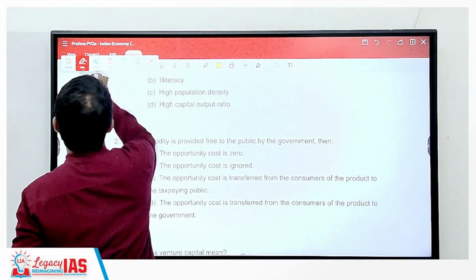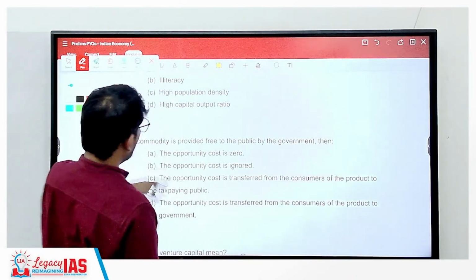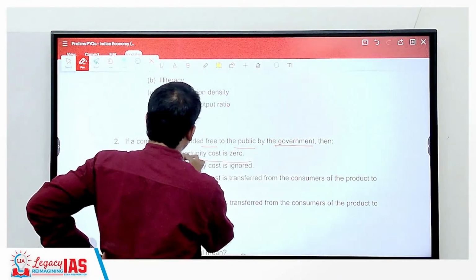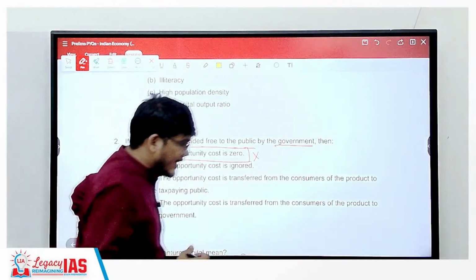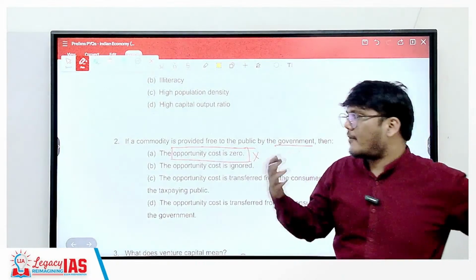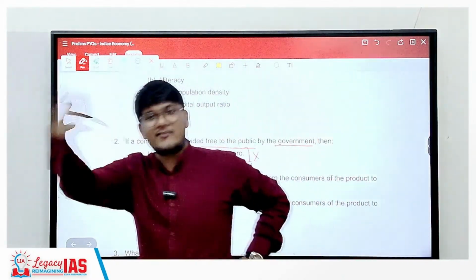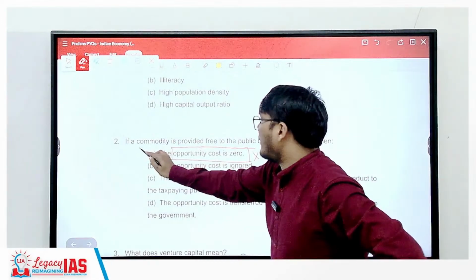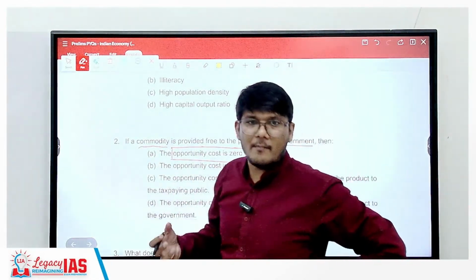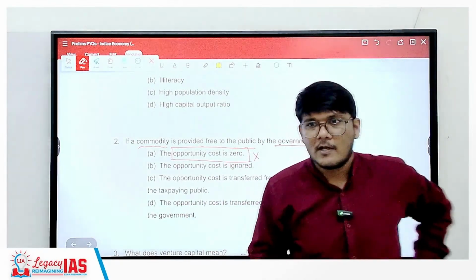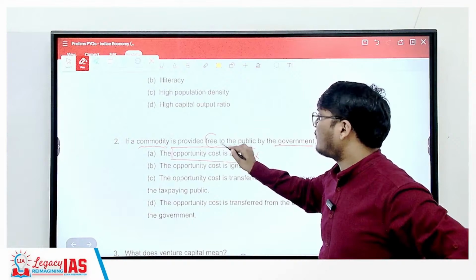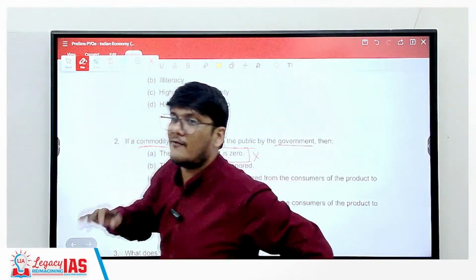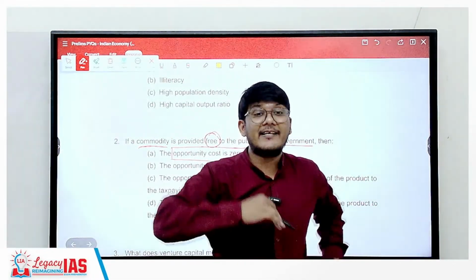Right? So now let's come back to this. If a commodity is provided free to the public by the government, then opportunity cost is zero? Absolutely not. Why? Because instead of providing that particular commodity, that particular good, the government could have provided something else. Whatever goods and services you are getting for free still required some amount of factor of production, some amount of money. If they would not have given you this for free, they could have done something else with that, right? But they did not do that.